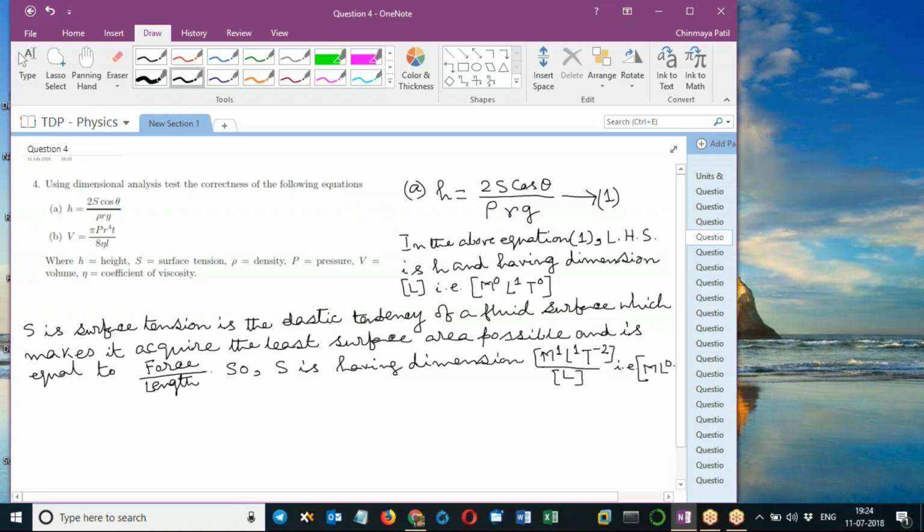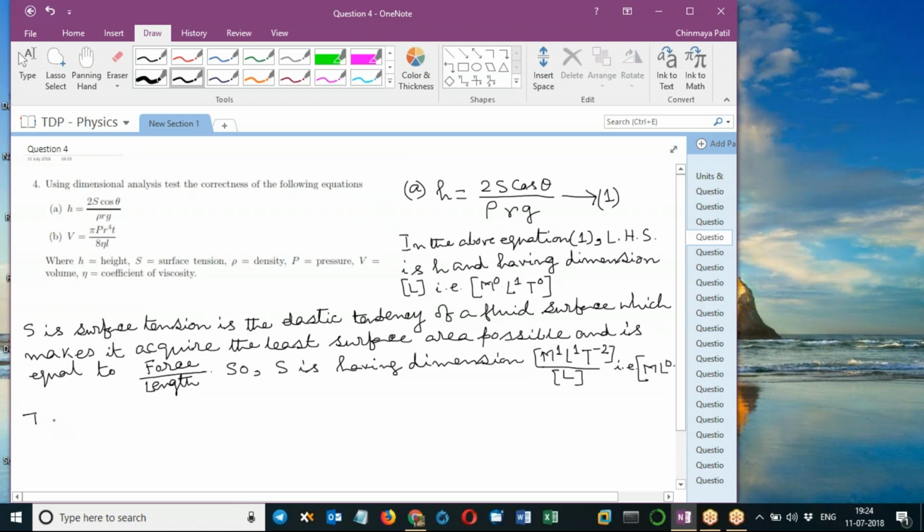Cos theta. It's dimensionless, it's a constant. Yes, exactly. Theta is dimensionless, but it is a constant. Theta has a unit, but a trigonometric ratio neither has unit nor has dimension.